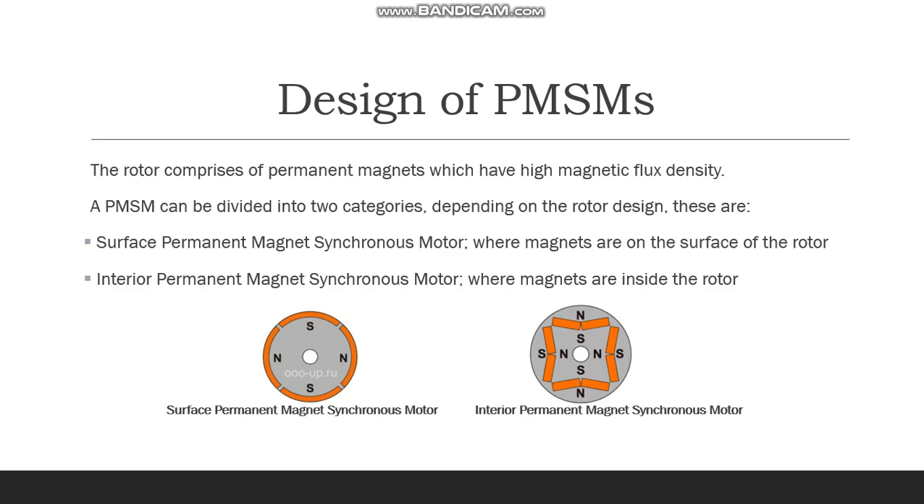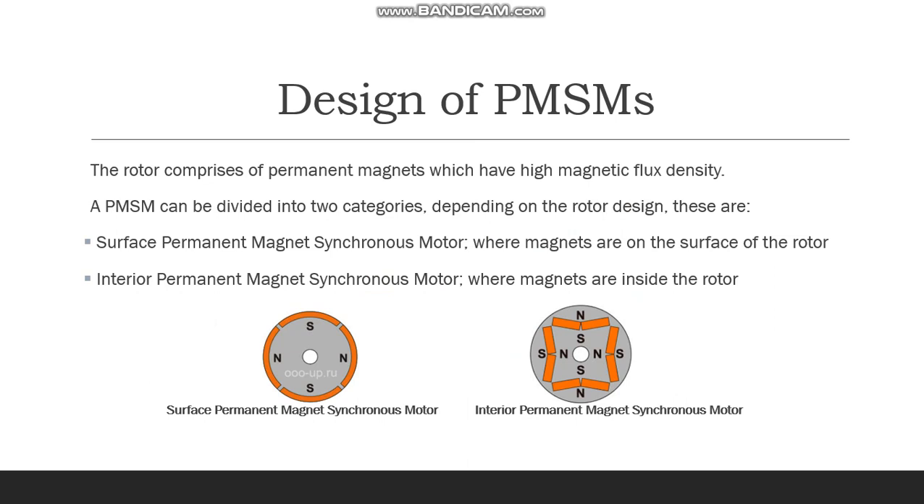Moving on. So the rotor comprises of the permanent magnets, and these permanent magnets have to be of a special quality, which means they must have a high magnetic flux density, otherwise the PMSM won't be as efficient as we want it to be. A PMSM can be divided into two categories depending on the rotor design. These are a surface permanent magnet synchronous motor or an SPMSM, where the magnets are at the surface of the rotor, or the other is the interior permanent magnet synchronous motor or the IPMSM, where the magnets are inside the interior of the rotor.